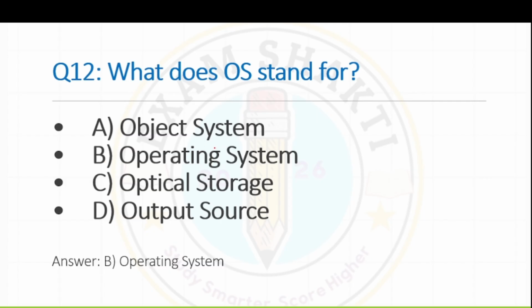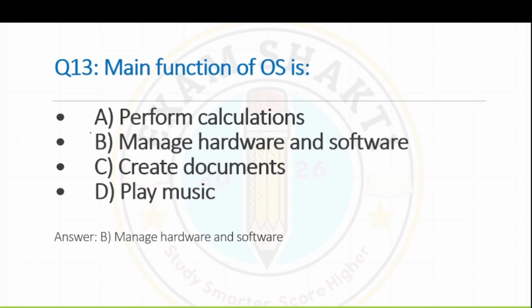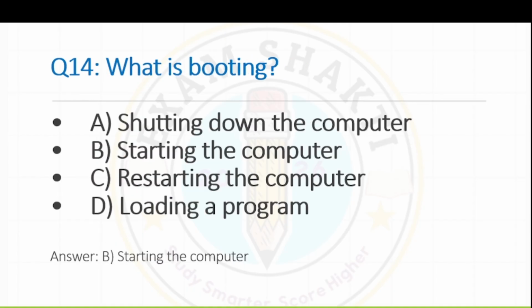What does OS stand for? Object system, operating system, optical storage, output resource. B, operating system. Main function of OS is perform calculation, manage hardware and software, create document, play music. B, manage hardware and software. What is booting? Shutting down the computer, starting the computer, restart the computer, loading a program. B, starting the computer.